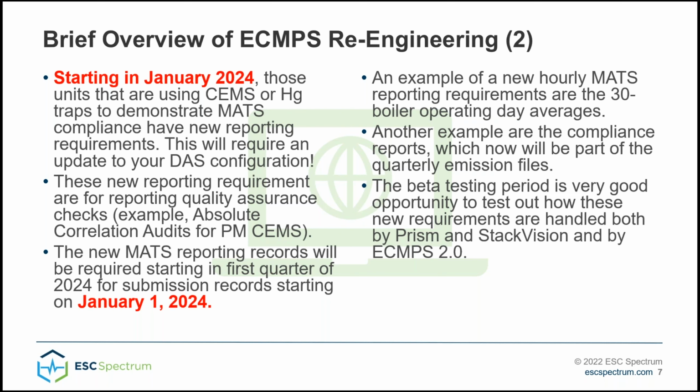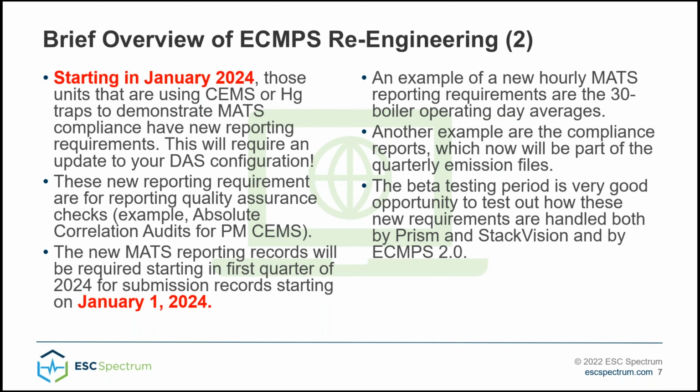These new reporting requirements are for quality assurance checks. For example, one example is an absolute correlation audit for a PM SEMS. If you have a PM SEMS, you've been doing these all along, but you really haven't had to include them in your records. Well, now, starting in January 2024, you will have to. And as I've said several times, the new MATS reporting records will be required starting in the first quarter of 2024 for those records generated after January 1st, 2024.